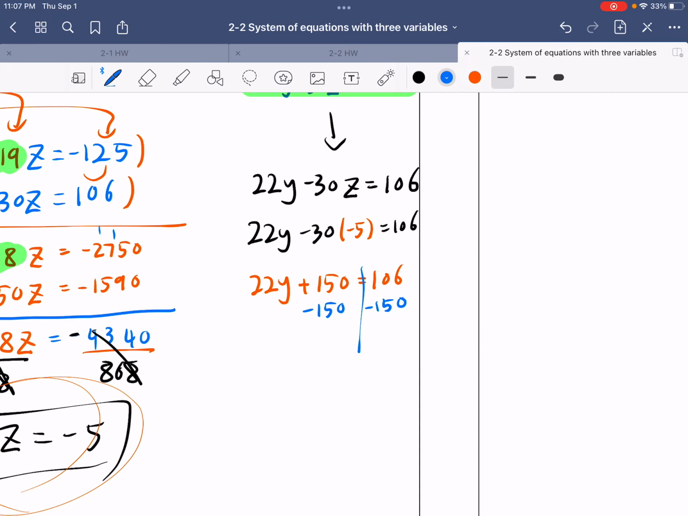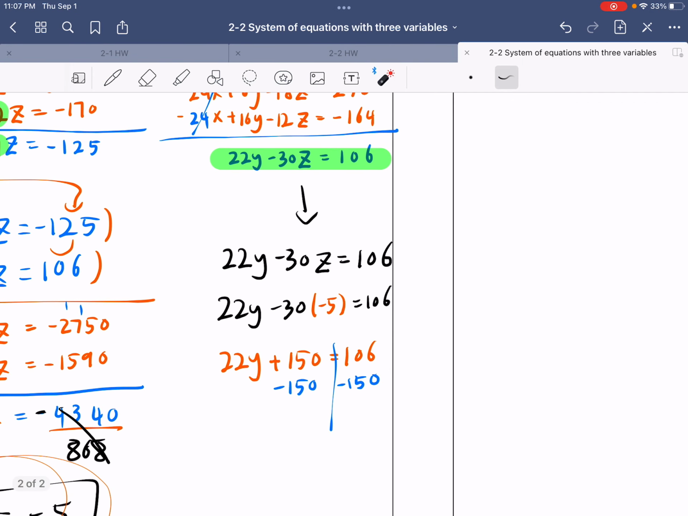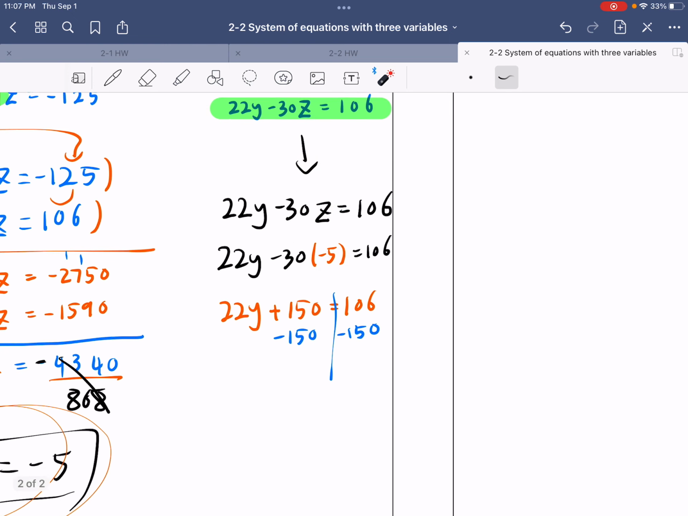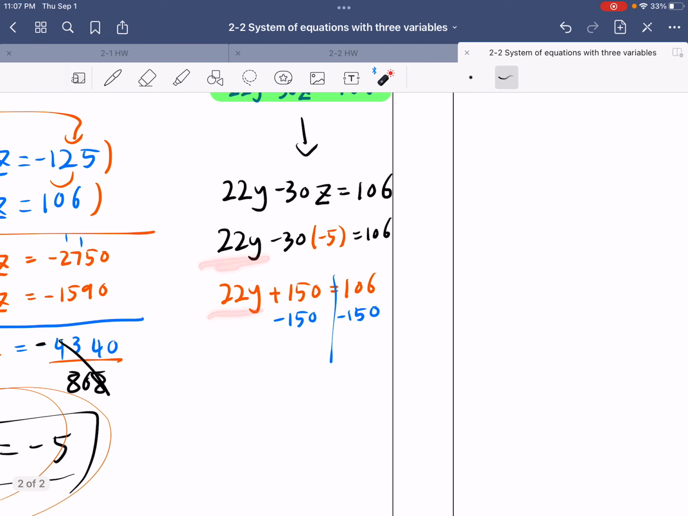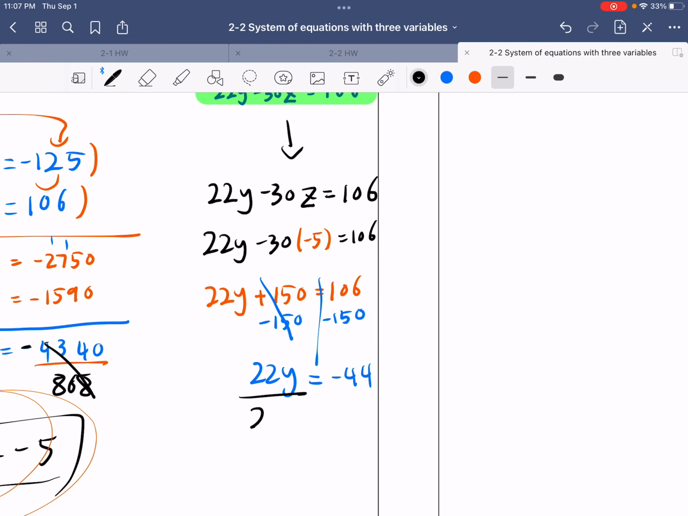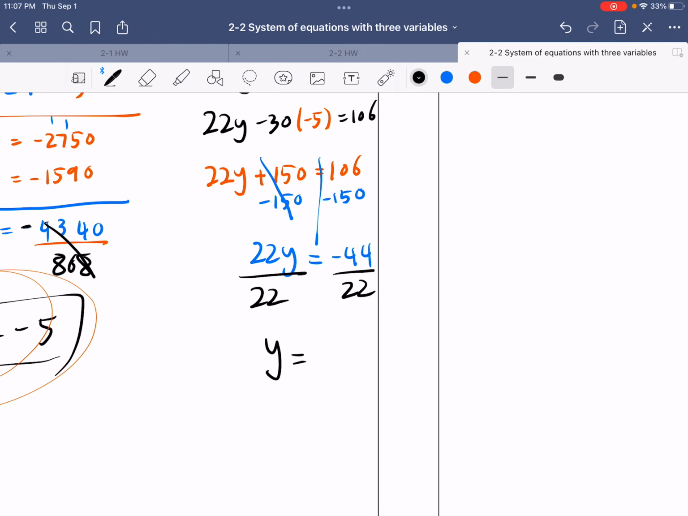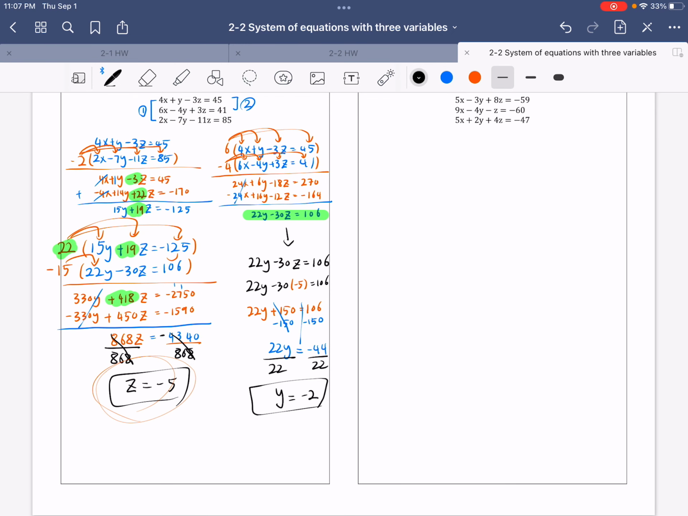So here, if you know what I'm doing, you just copy this one down. Instead of Z, you plug in what you got here, and then basically you're solving for Y, okay? Like you get this, you copy this one down, and now you're gonna solve for Y. So minus 150 both sides, so this disappears. 22y equals, that will give you negative 44. And if you divide by 22 both sides, you will get Y equals negative 2. Simple, right?